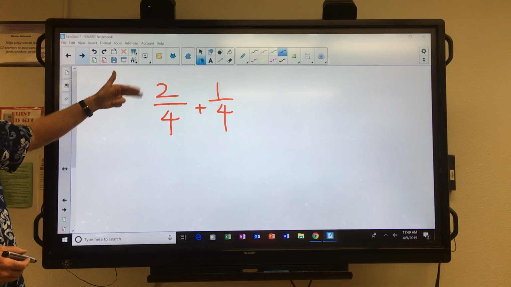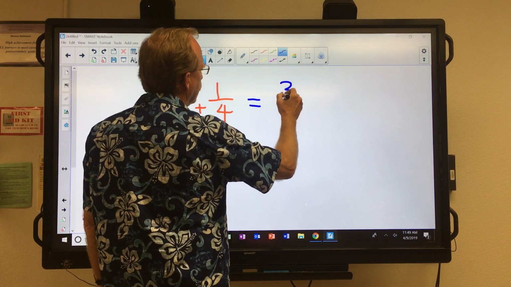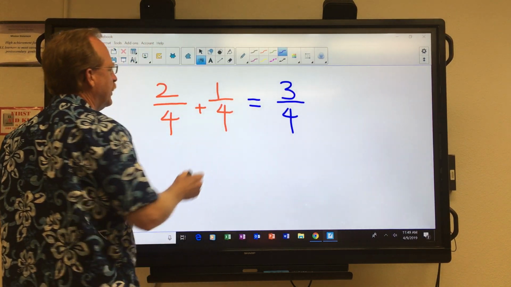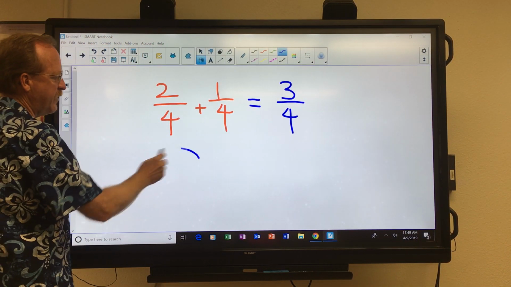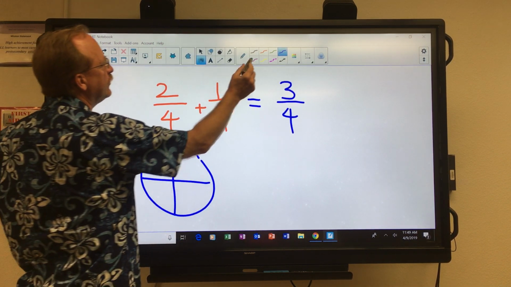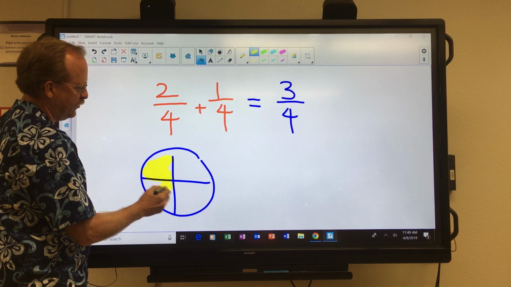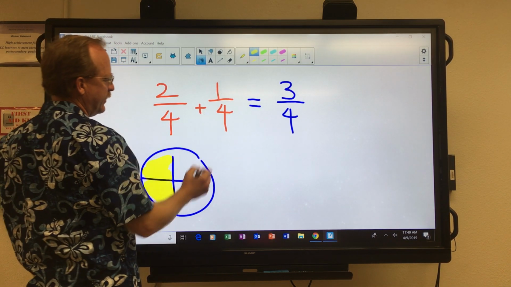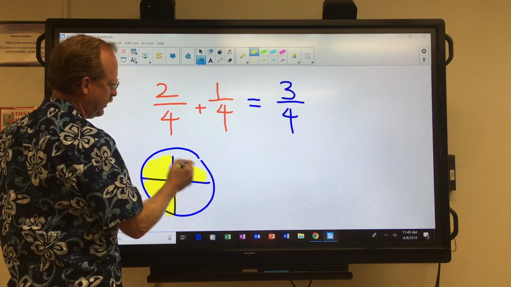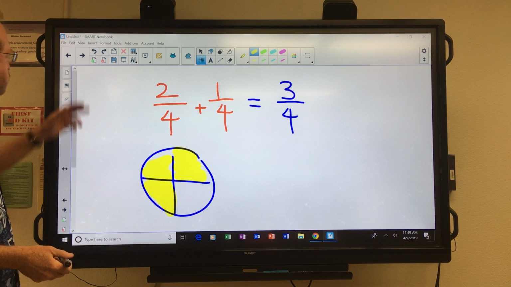So in this case, 2/4 and 1/4 is 3/4. 2 plus 1 is 3. And that makes sense if you think about it. If you take a circle and you divide it into 4 pieces, you would have, here's 1/4 and 2/4. And then if we add the 1/4, I think you can see that 1, 2, 3, we've got 3/4.